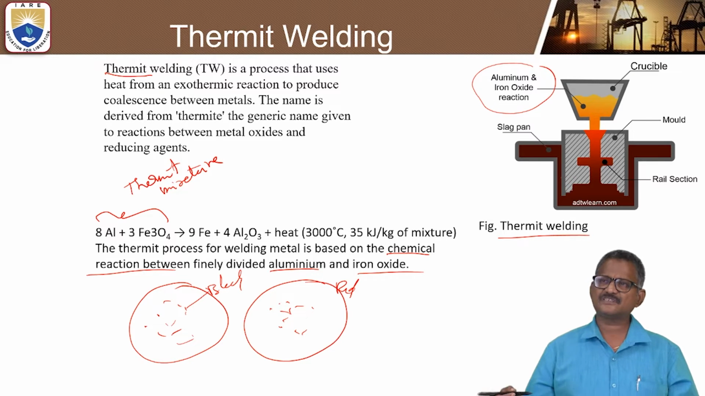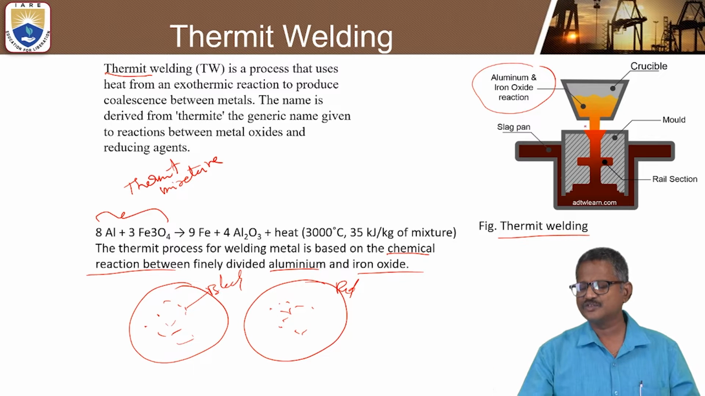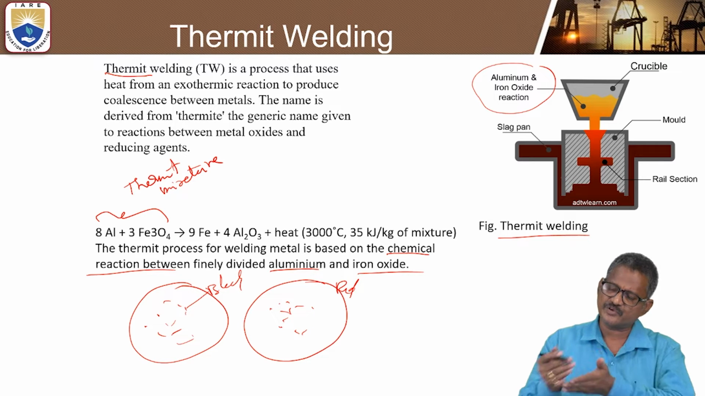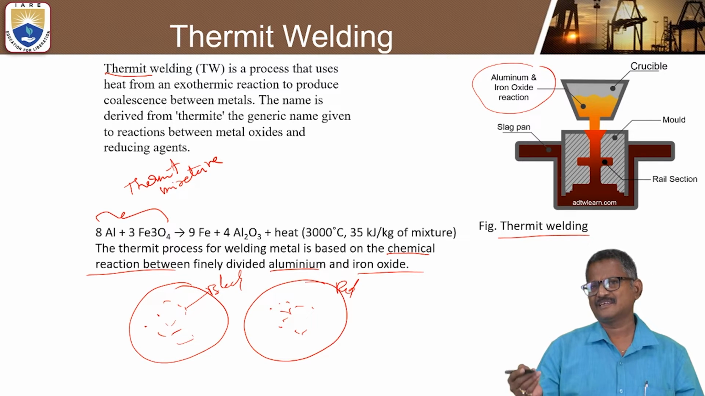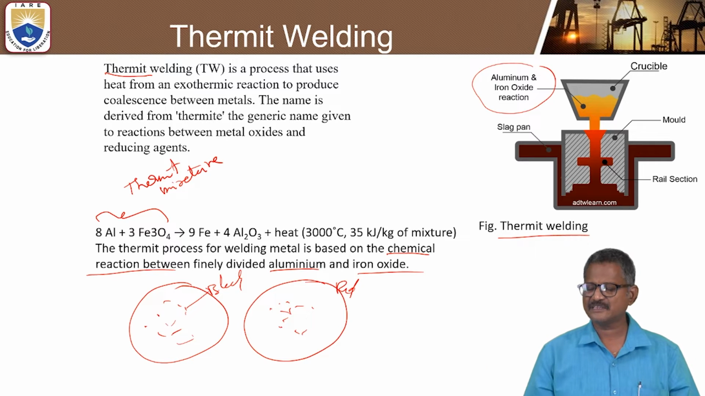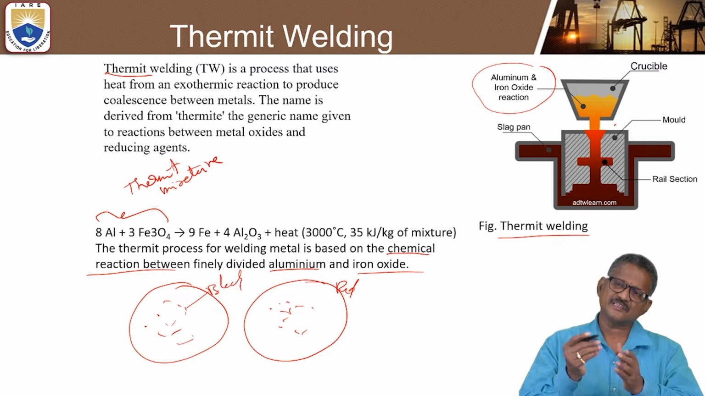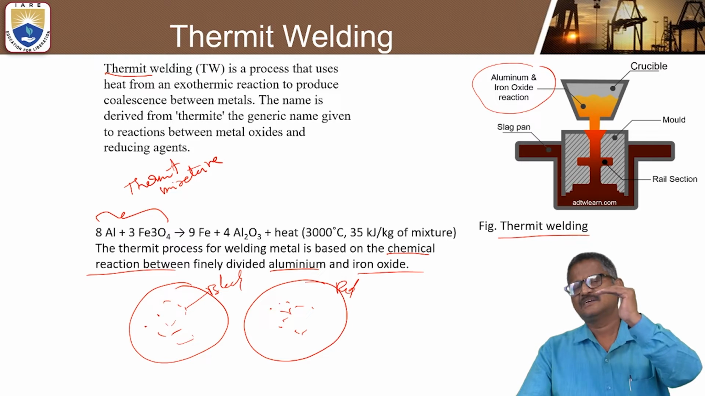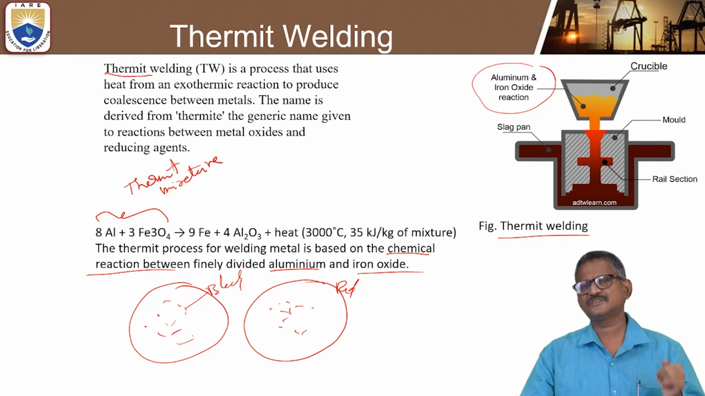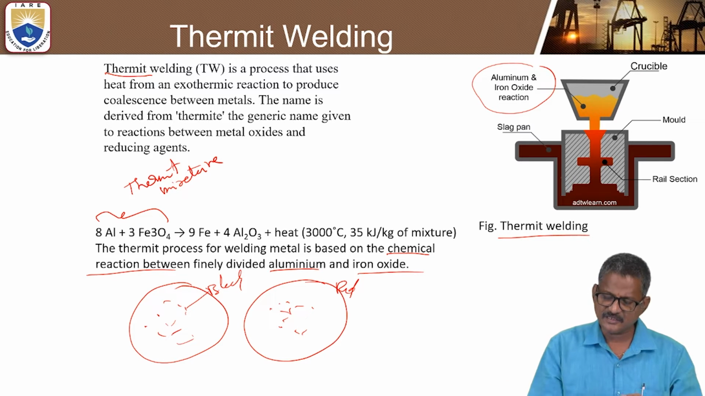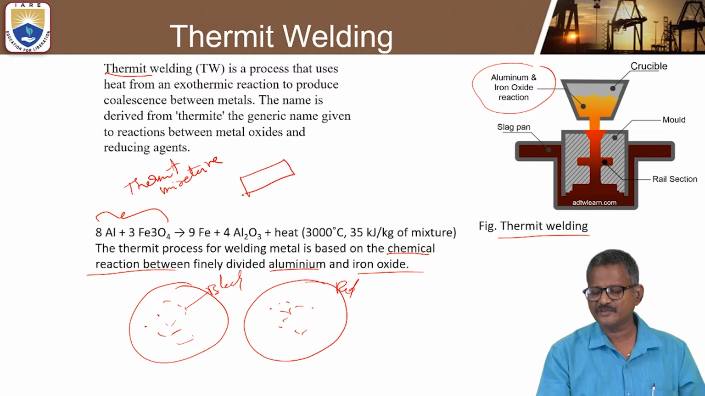So this is what I explained earlier. The crucible has the sprue basin. In the sprue basin, the aluminum mixture is added together, and there will be a slag pan at both ends, and the mold can be fixed together. Once it reaches a temperature of around 3000 degrees centigrade, the molten metal automatically flows into the gap between the two pieces of the railway tracks.